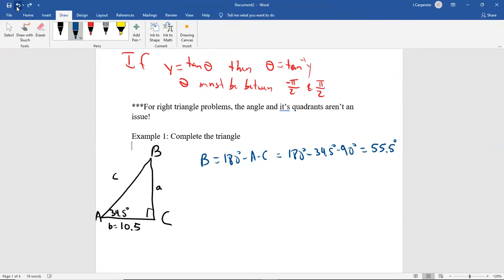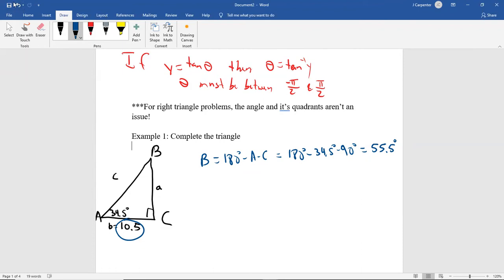The only thing we're left to find now are these lengths A and C. And you might go, oh, Pythagorean. Well, Pythagorean, a squared plus b squared equals c squared, only works if you know two of the three. All we know so far is one of them. So Pythagorean's not going to work yet. We can certainly use it later, and we might.